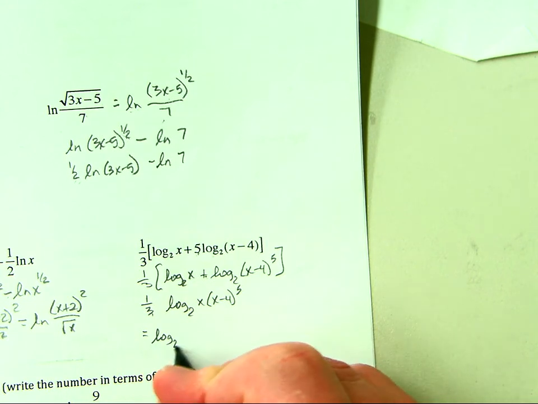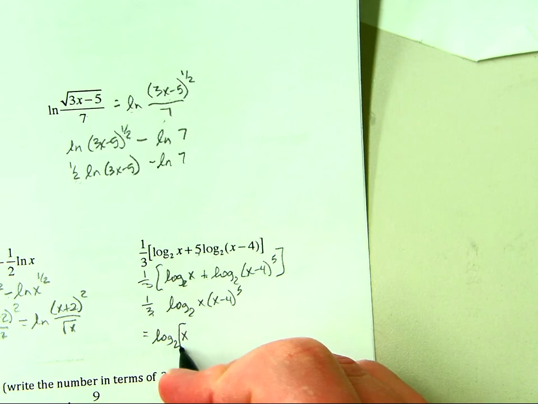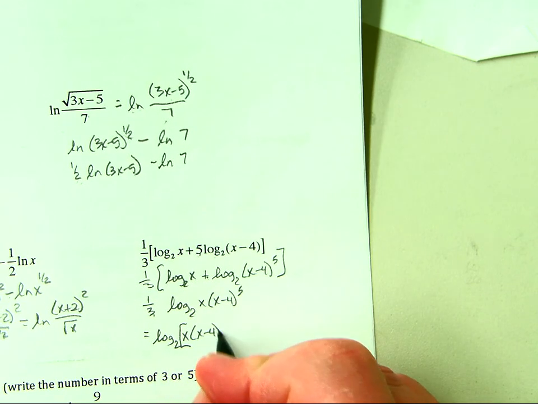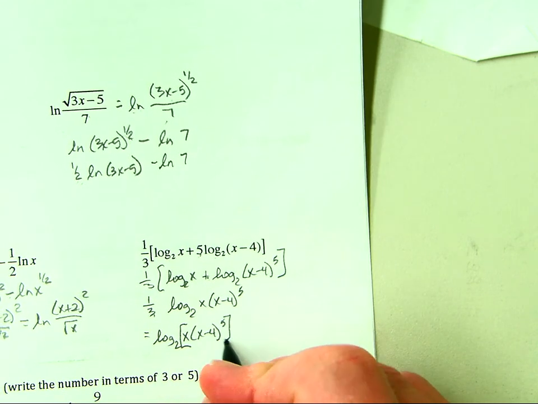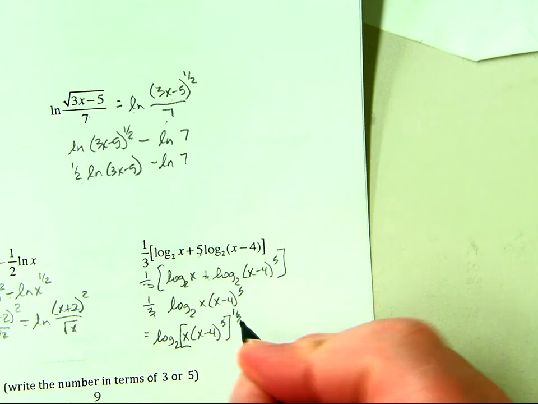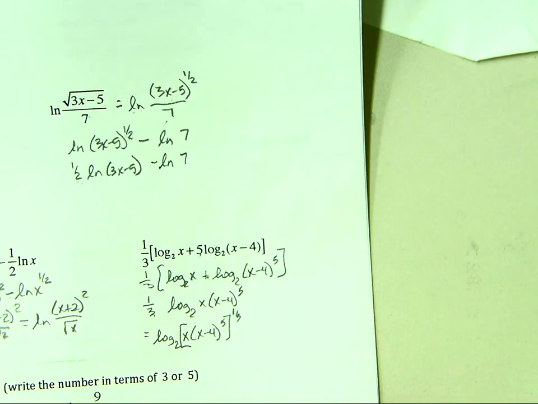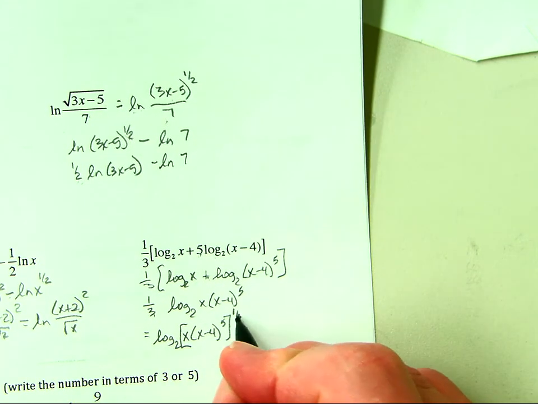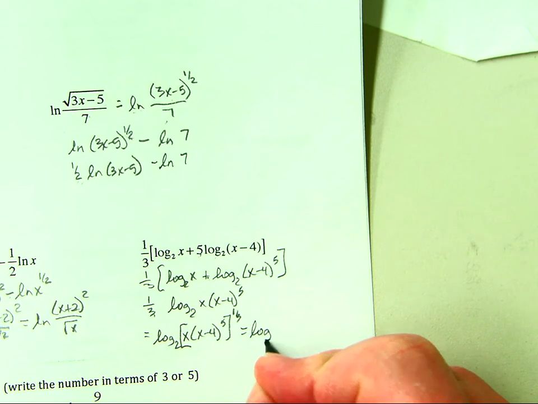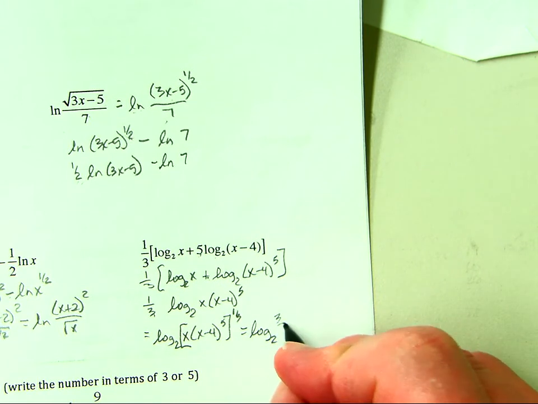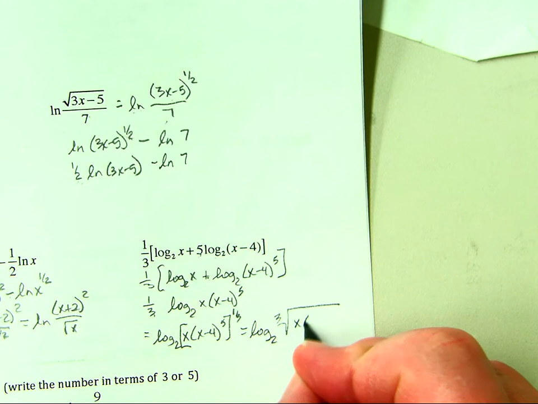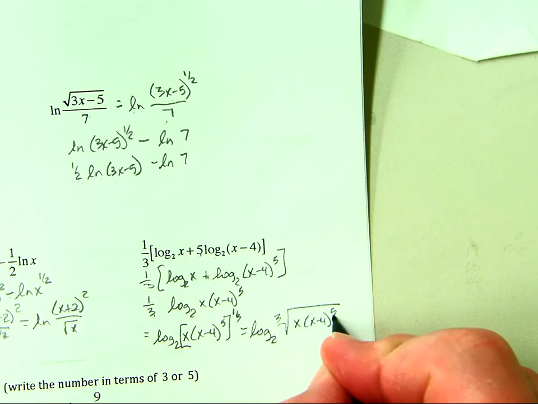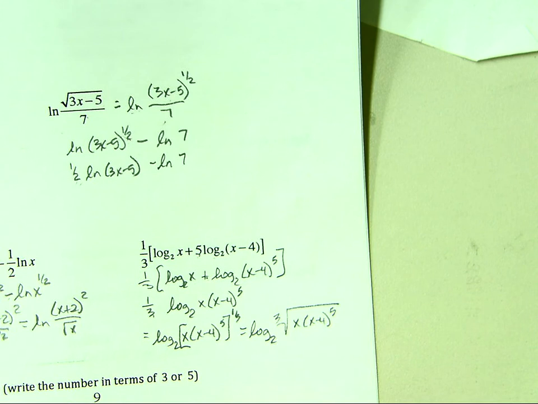Anything in front is an exponent. So that is all of this. We had all of that there. Now that's all to the 1/3 power. So all of that was there. That's all to the 1/3. If we wanted to, 1/3 is like a cube root. We could write this as the log base 2 of the cube root of all of that. Okay.